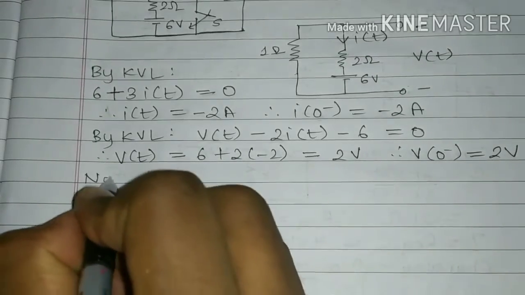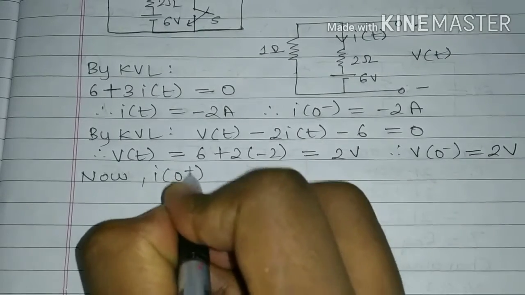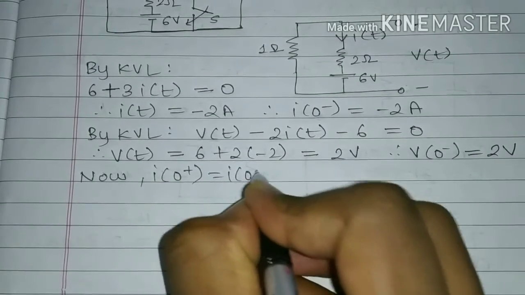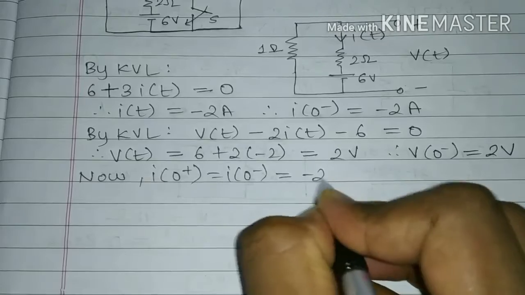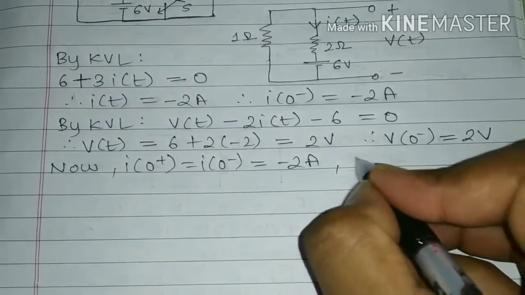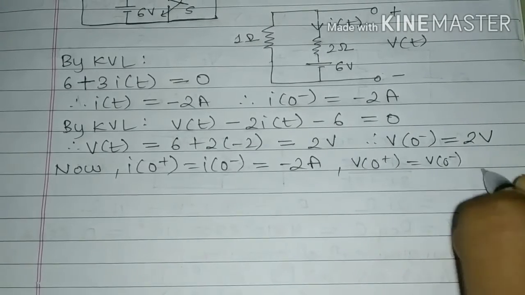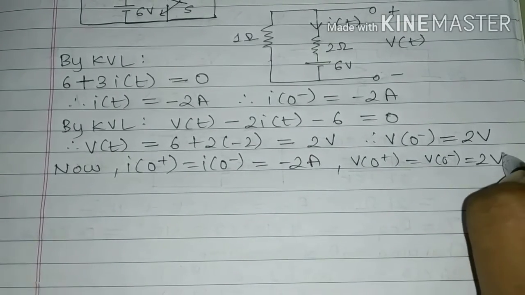Since the current through an inductor cannot change instantaneously, I of 0 plus will be equal to I of 0 minus, which is minus 2 ampere. And also the voltage across a capacitor cannot change instantaneously, so V of 0 minus will be equal to V of 0 plus, which is equal to 2 volts.